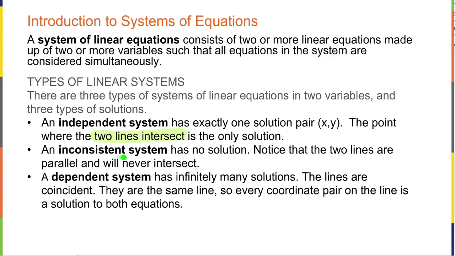Then there's an inconsistent system that has no solution. Notice that the two lines are parallel and will never intersect. And then there's a dependent system that has infinitely many solutions and the lines are coincident. They are the same line, so every coordinate pair on the line is the solution to both equations.